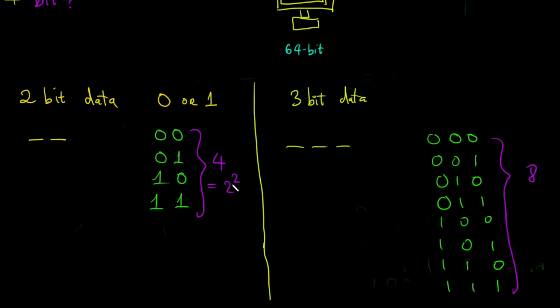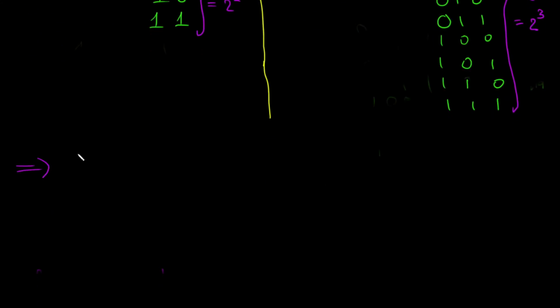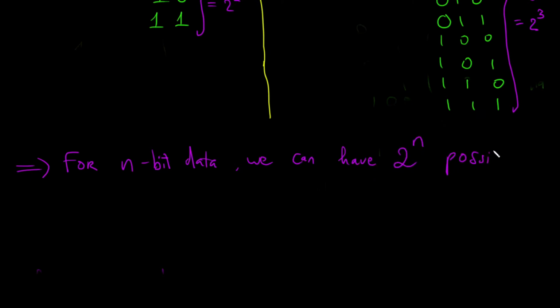Whereas the 2 is the number of bits, and A is actually equal to 2 power 3, and 3 is actually the number of bits. Therefore, we can say that for n-bit data, we can have 2 power n possible outcomes, or data, or answers, whatever you guys want to say, right?